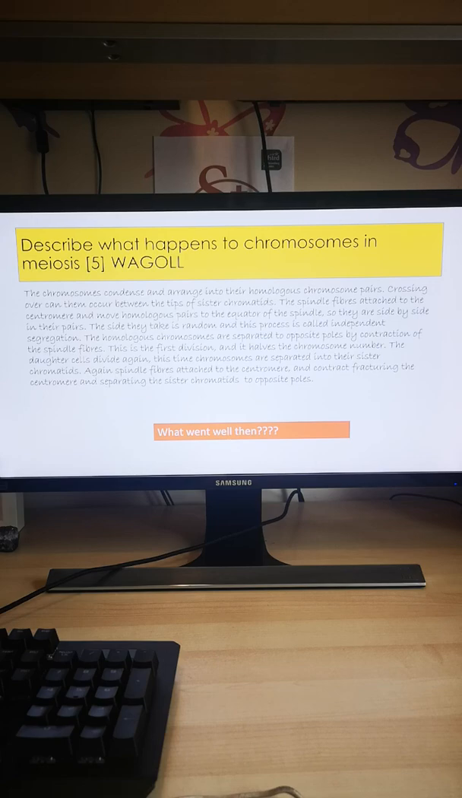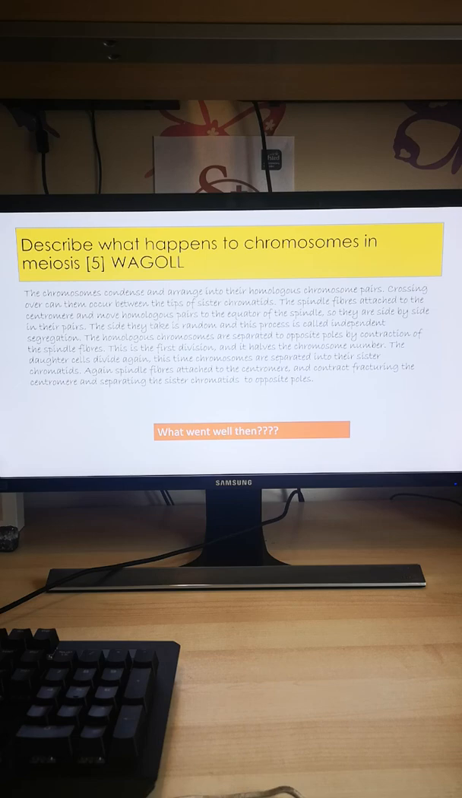Okay, so assuming now we remember our meiosis, let's have a look at an exam question where you are describing the process of meiosis. So describe what happens to chromosomes in meiosis. This is what a good one looks like. How would you describe this, and what would your answer look like? And then read this one and tell me what went well.